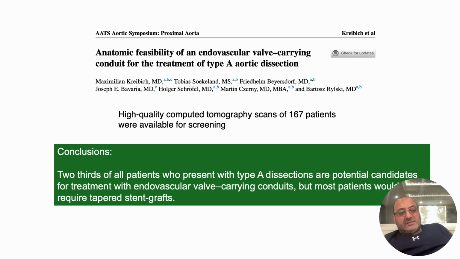There have been multiple successful case reports, and this is coming. This is what's out there for the future, and this is going to be an integral part of what we do for the arch, the ascending aorta, and dissection. So this is actually very good news.